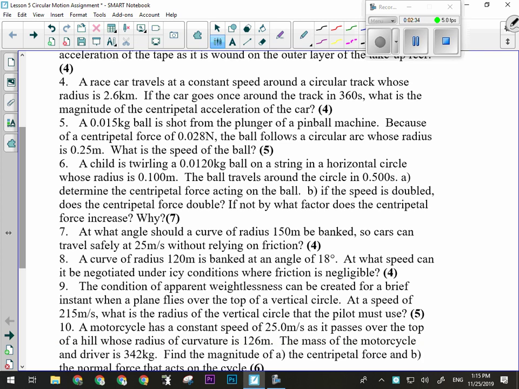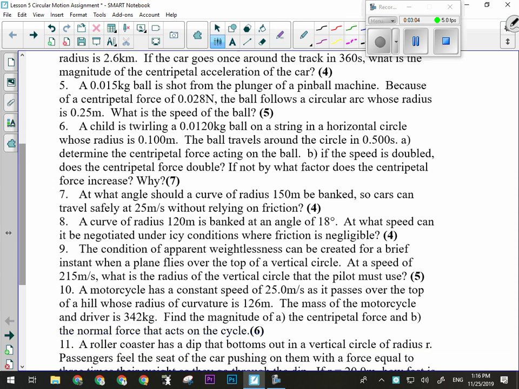Okay. Number 5, a ball is shot from the plunger of a pinball machine. I don't know if everybody knows what a pinball machine looks like. Kind of a generation gap here. Not maybe all of you have played pinball. But suffice it to say, a metal ball about this big. You pull back a spring-loaded hammer and you let it go, and the spring pushes the hammer into the ball and shoots it off. Okay, so it goes around. We've got its mass here. We've got the centripetal force. We know its radius. We're looking for the speed of the ball. Again, not a difficult question.